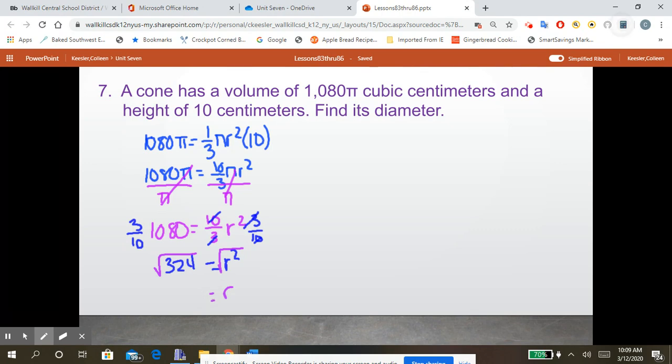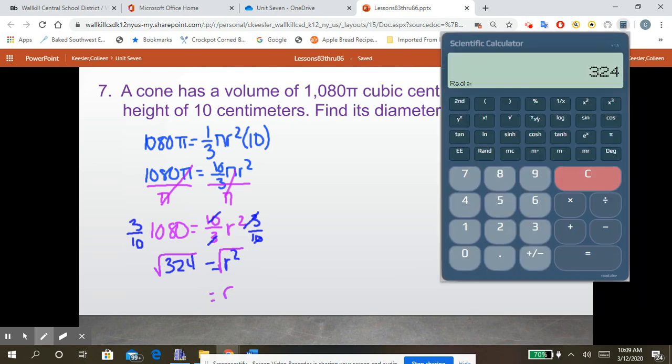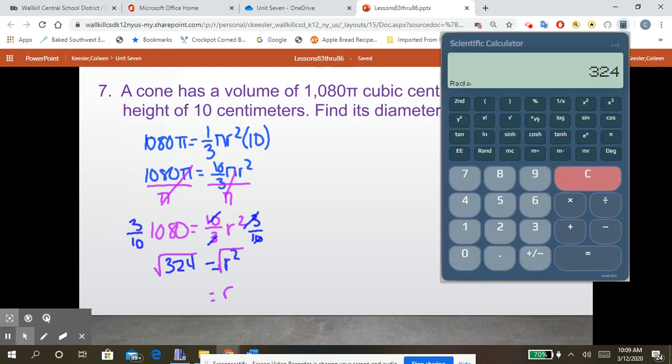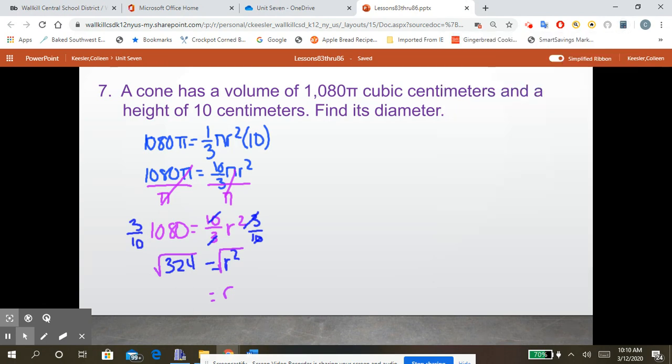So we're going to use our calculator and press the square root symbol, which is this one right here. Square root, and we get 18. So r is 18, which makes the diameter double that, 36 centimeters. All right, so hopefully this is making some sense, because we're going to move on to a sphere.